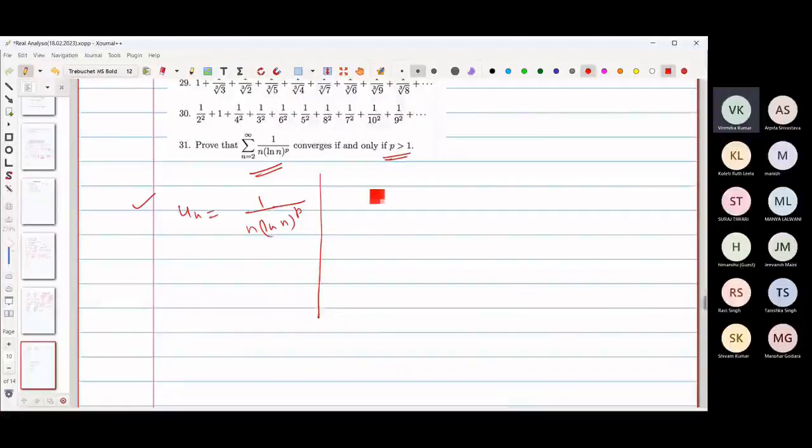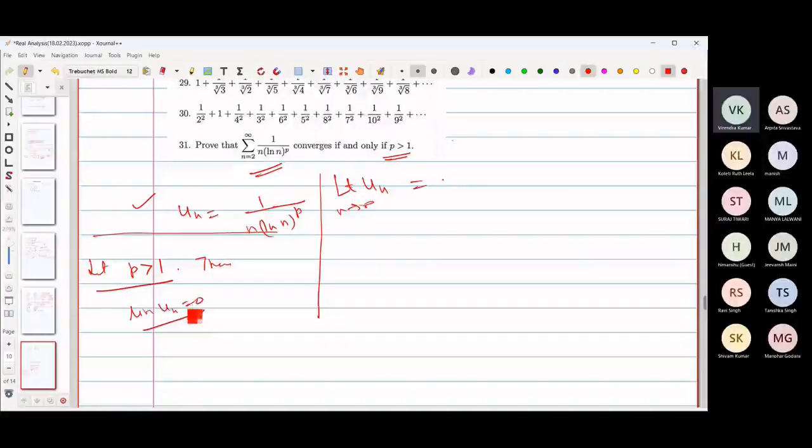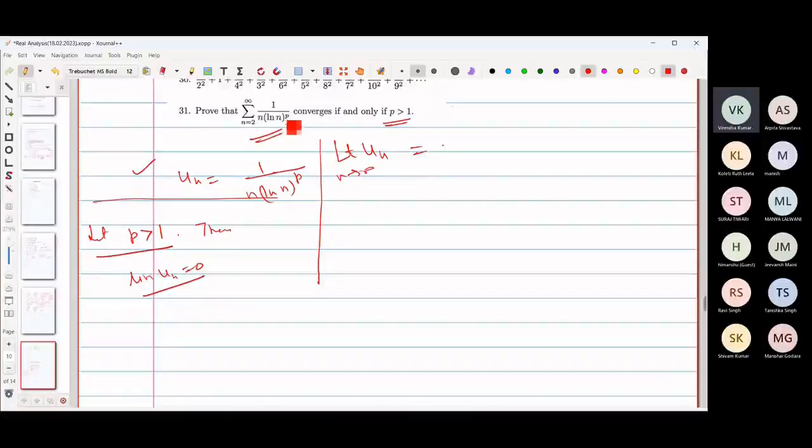So what do we have to do? First thing, limit of un as n tends to infinity. What will it be? 0, sure. P is greater than 1. You will consider two things here. First thing, let P be greater than 1. Okay. Then limit of un equals 0. And also because P is greater than 1, it will always stay in the denominator, right? So this is also decreasing. Fine. This is decreasing.